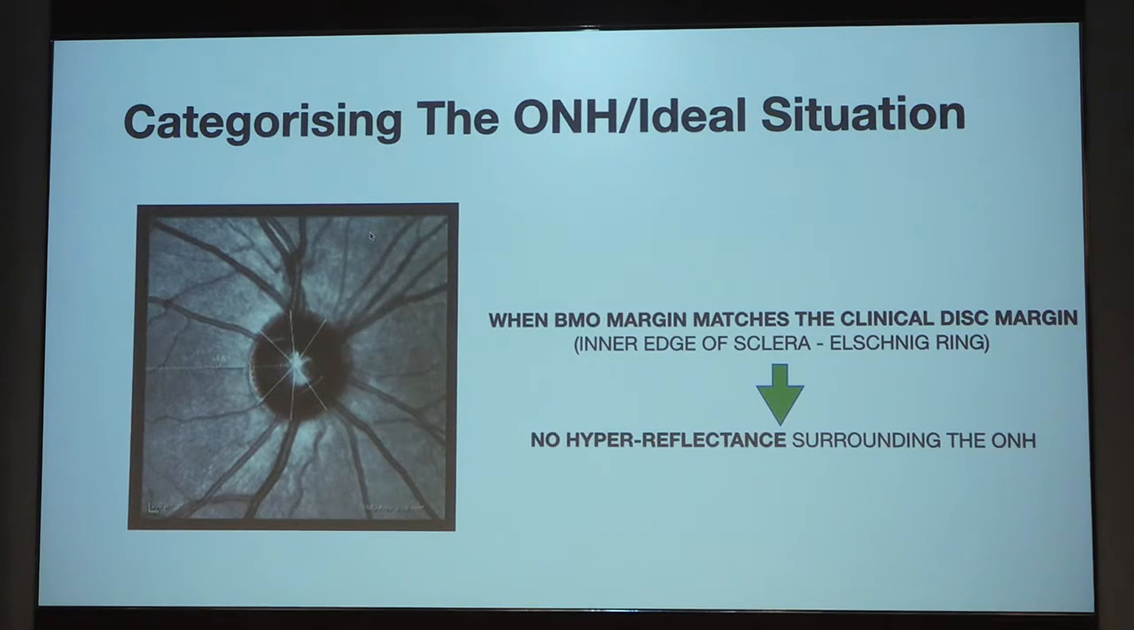So now, categorizing the ideal situation. In an ideal patient, the BMO margin that we saw matches the clinical disc margin. So usually we would want the BMO margin to match the clinical disc margin, and there will be no hyperreflectance surrounding the optic nerve head. So this is how it will look.